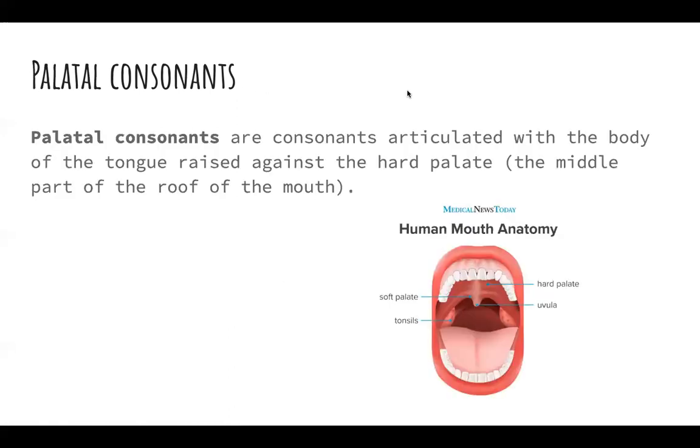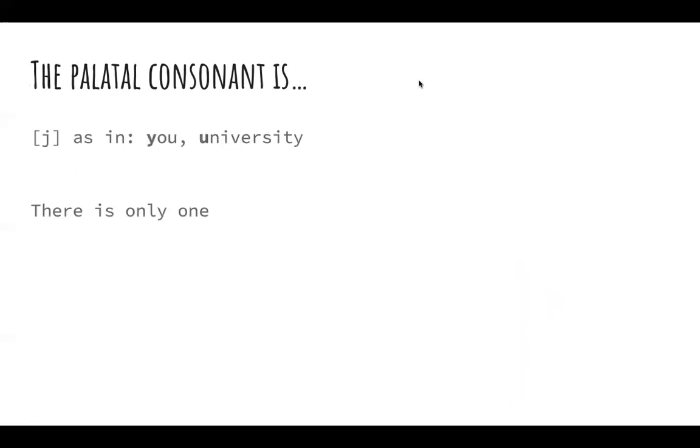Now I'm going to talk about palatal consonants. Palatal consonants are consonants that are articulated with the body of the tongue raised against the hard palate, which is the middle part of the roof of your mouth. And then I chose this picture because it points out exactly where the hard palate is. There's only one, and that is the y sound. It looks like a J, but it's actually the y sound. So like U in university, you can see how the tongue is pressing up against the top middle of your mouth when you say that. Y.